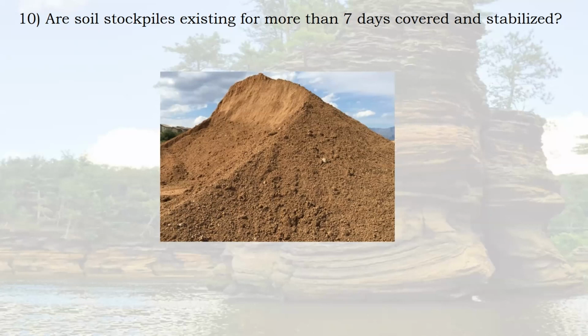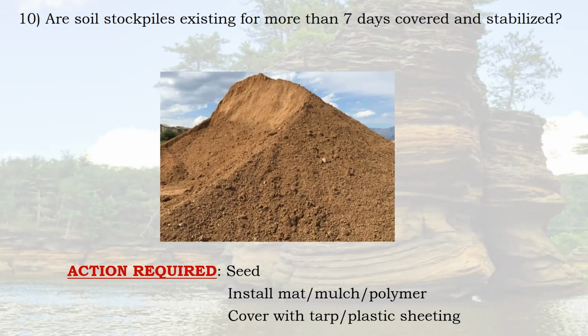But the idea behind this is that stockpiles like this specifically are dust magnets. So if it dries out, it's going to kick dust all over the place. And then if it's not dry and it rains, it's going to erode a bunch of sediment all over the place really quickly. There is a simple action that you can do to basically meet the DNR's needs on this. You can seed it out or install mat, mulch, or polymer, or cover it with a tarp.